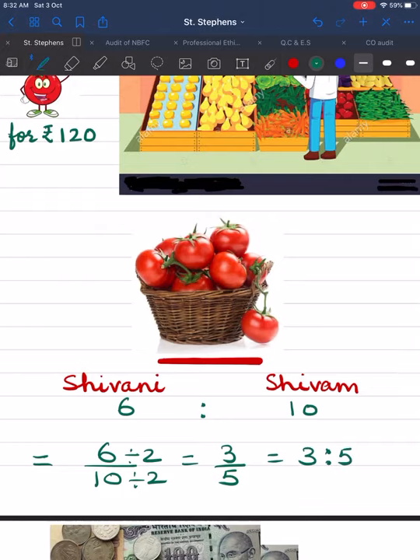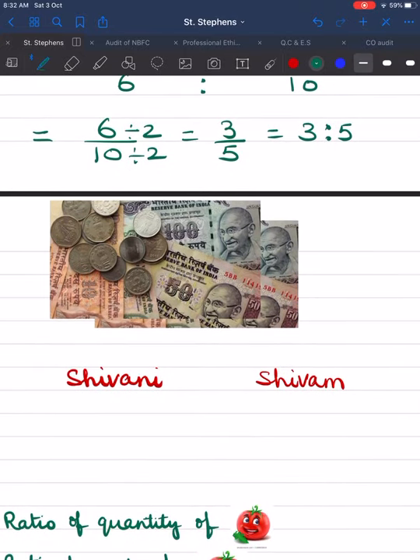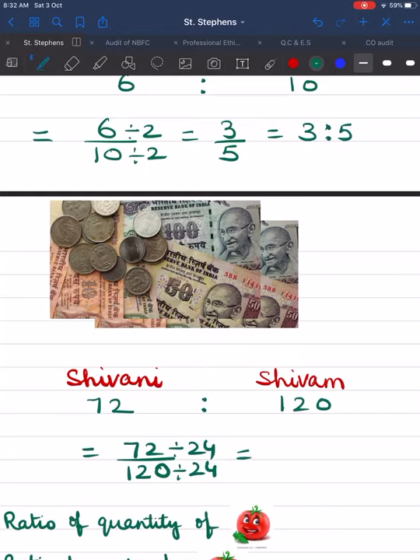Now let's find out the ratio of cost of tomatoes. Now Shivani paid rupees 72 and Shivam paid rupees 120. So it is 72:120. Writing it as a division, we have 72 upon 120. For expressing it in the simplest form, we cancel out common factor 24 and we get 3 upon 5, which can be expressed as 3:5.